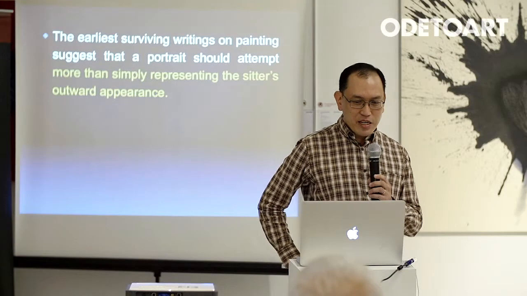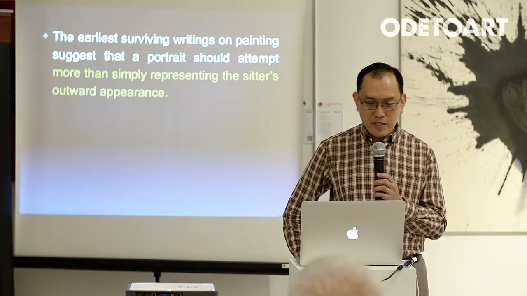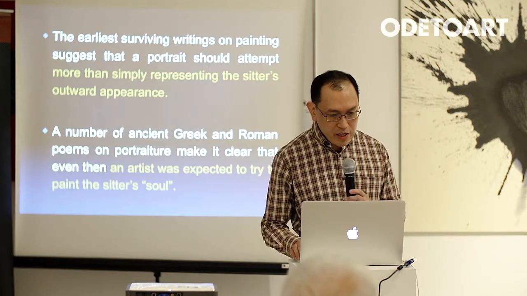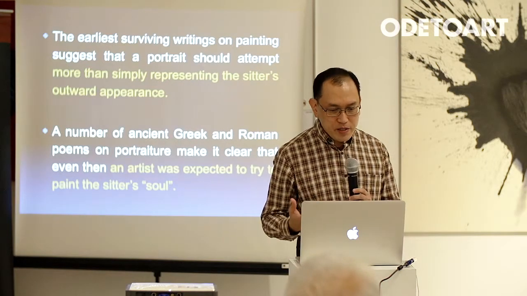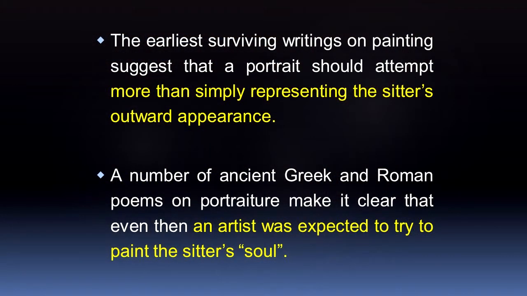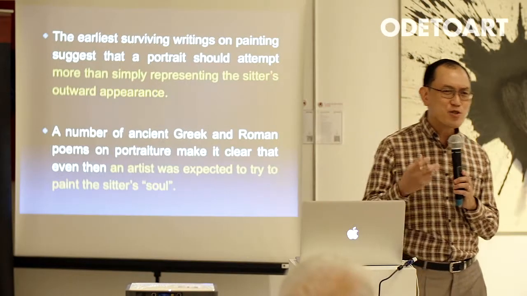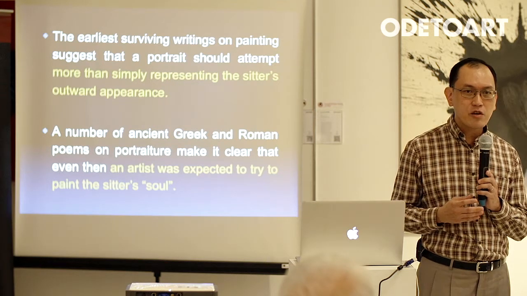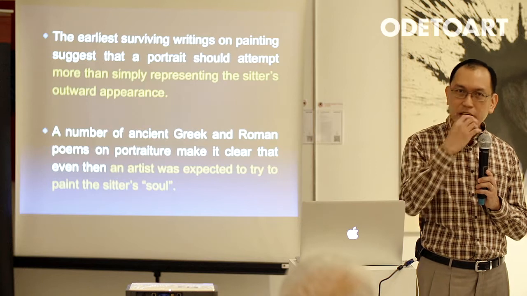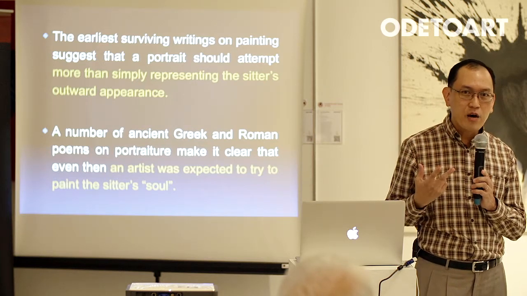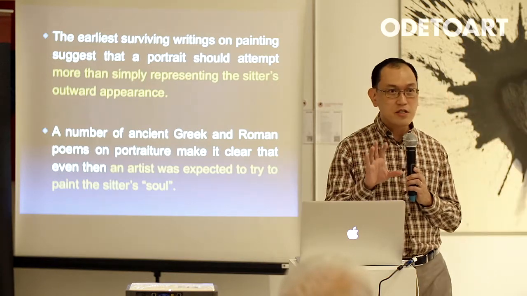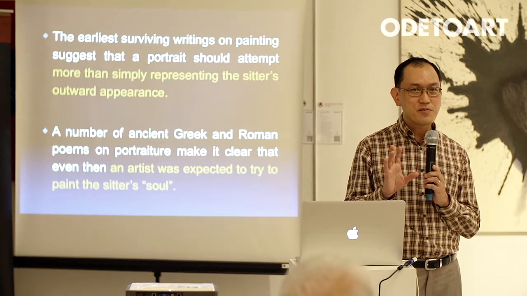Some of the earliest writings on painting suggest that a portrait should attempt more than simply representing the sitter's outward appearance. Already the ancient Greeks and Romans made it clear that an artist was expected to try to paint the sitter's soul. Now, how do you capture the sitter's soul? A skilled portraitist can capture subtleties of physical appearances, like asymmetries of the corners of the mouth. But to capture the sitter's soul takes a lot of skill.